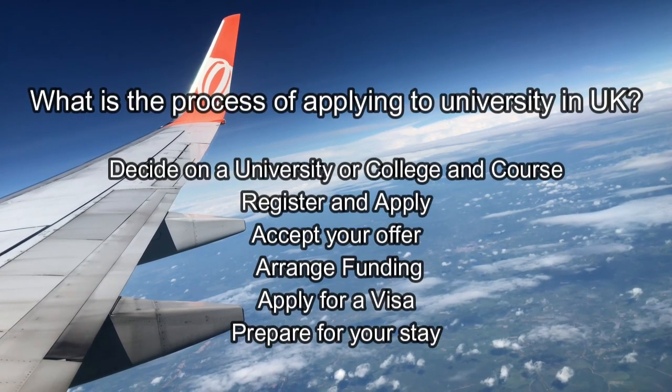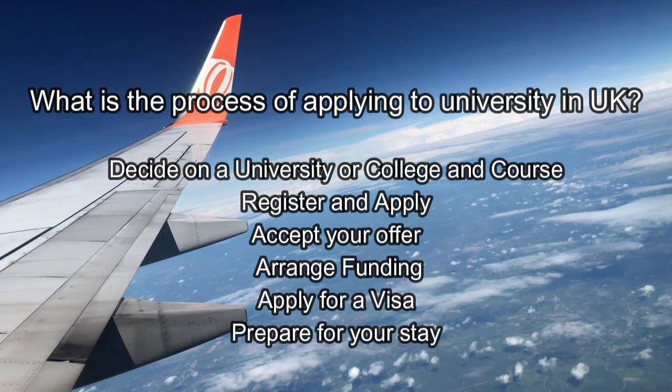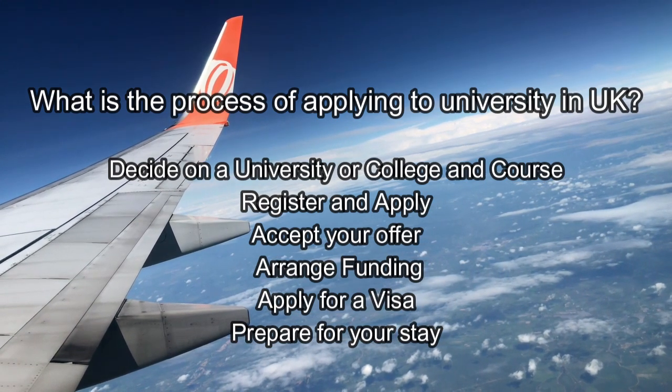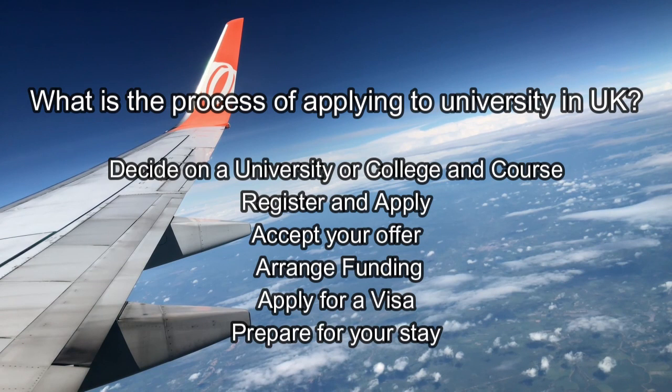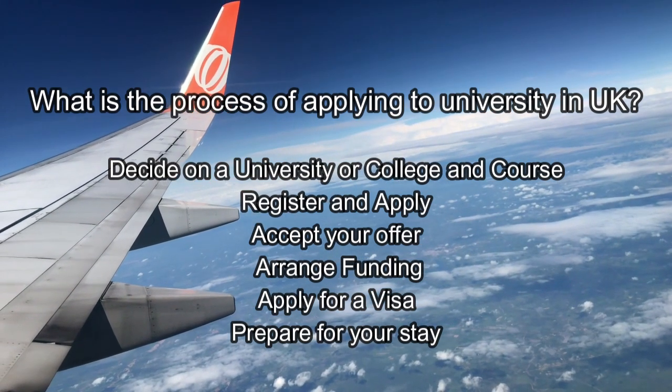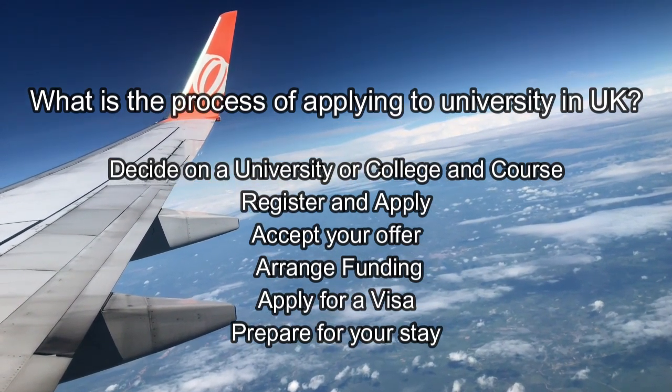So all in all, there are six steps. First is to decide on the university or course, then register and apply. Third is to accept your offer, arrange the funding, apply for a visa, and last, to prepare for your stay.